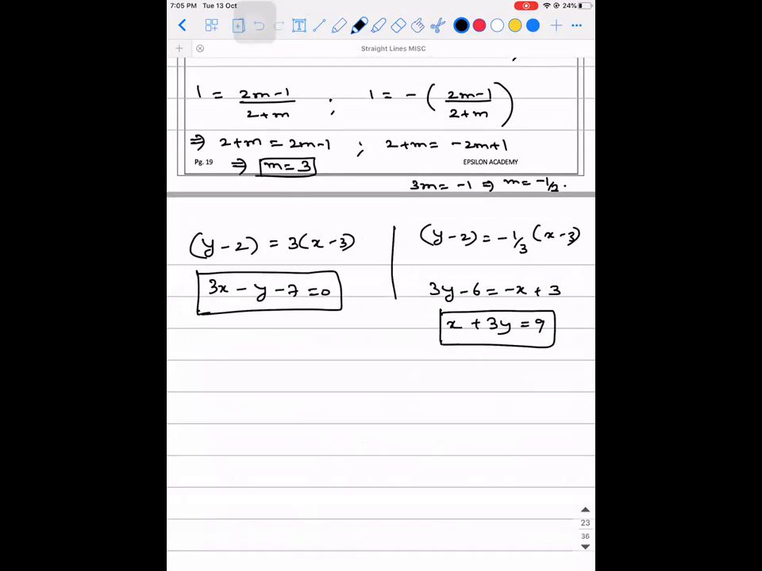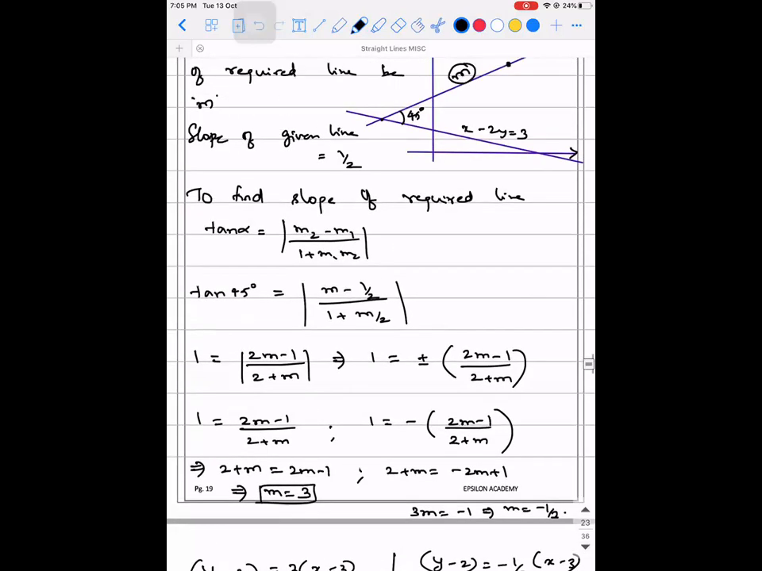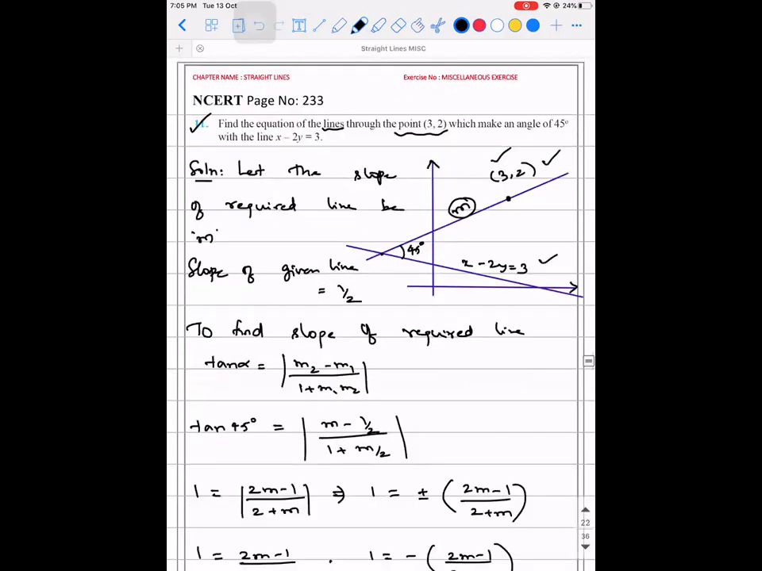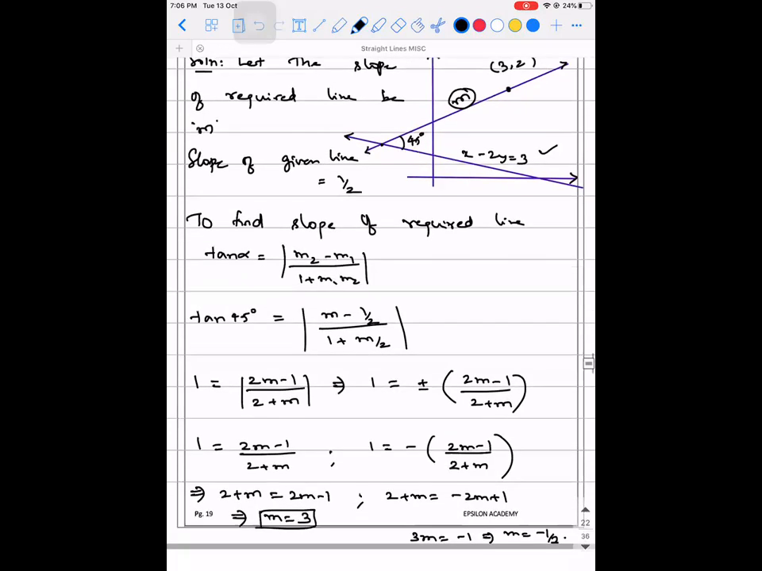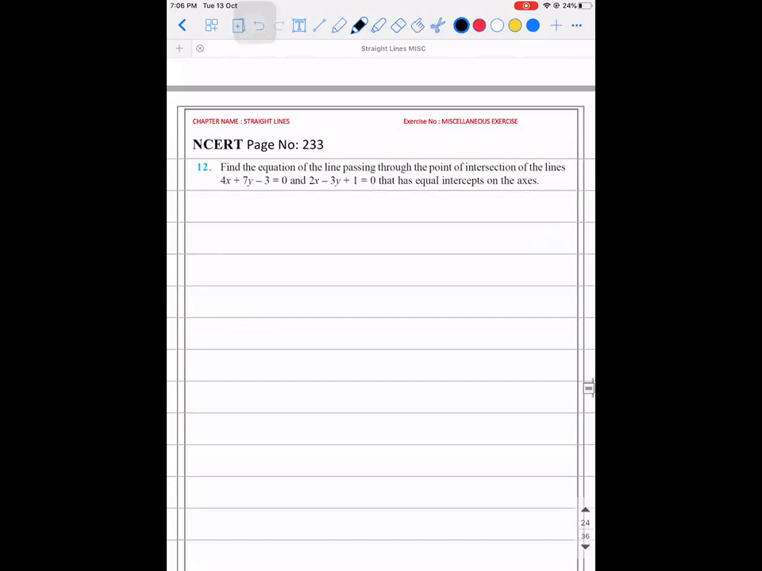So these are the required lines which make an angle of 45 degrees with the given line and passing through 3, 2. Okay. See, this chapter you need to practice miscellaneous because this chapter's application you will have next year also. Imagine next year you will have differentiation and this chapter together. So you need to be strong with it. I suggest you all to practice properly.